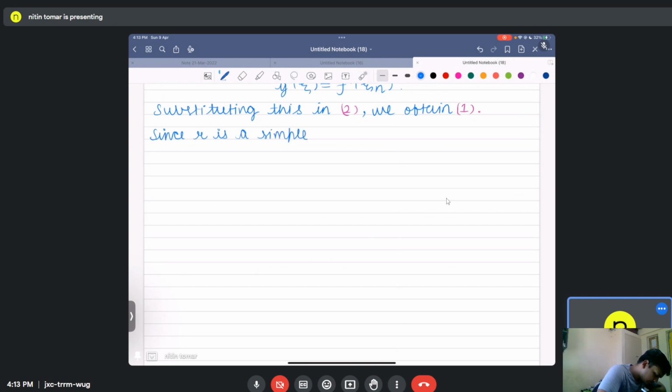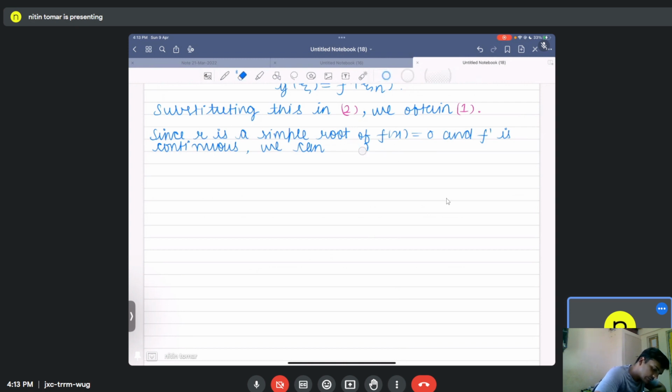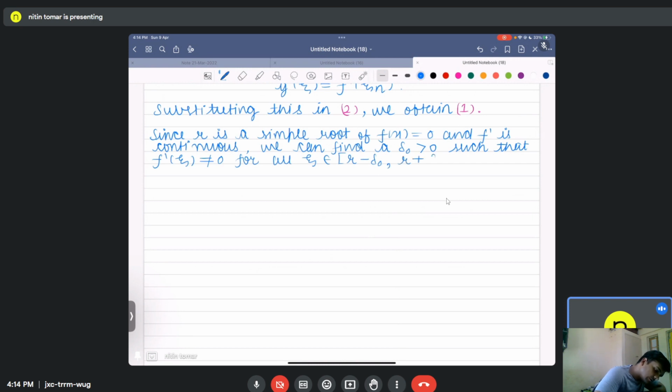Since R is a simple root of f(x) equal to 0 and f prime is continuous, we can always find a delta naught greater than 0 such that f dash xi is not equal to 0 for all xi in (r minus delta naught, r plus delta naught).